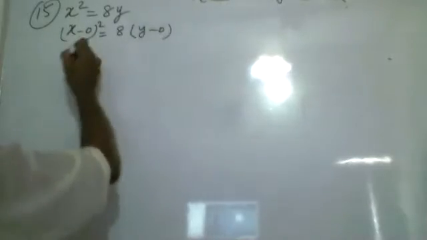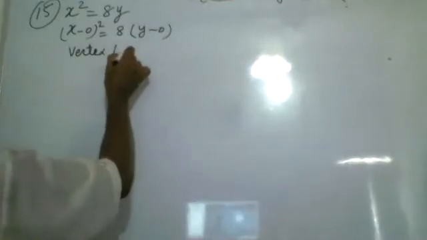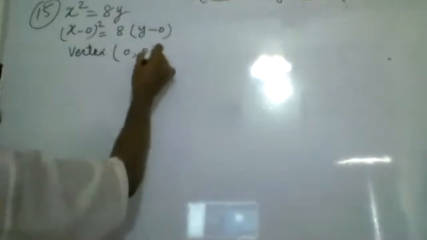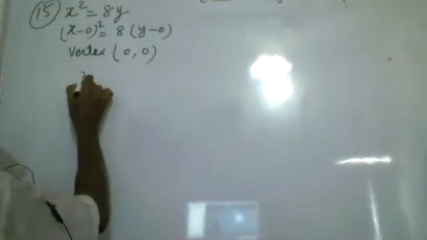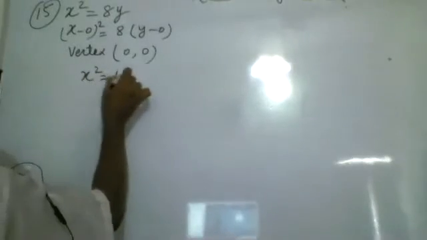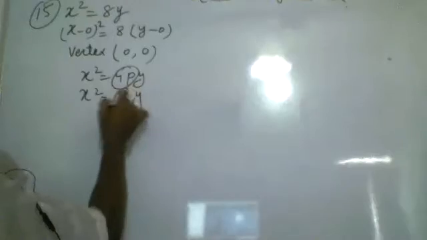There is x square, and with y there is nothing. It means this is x minus 0 whole square, and it is 8 into y minus 0. So these are the coordinates of the vertex: 0 and 0. Now we'll find the value of p. This is x square is equal to 4py, and here x square is equal to 8y. That means 4p is equal to 8.